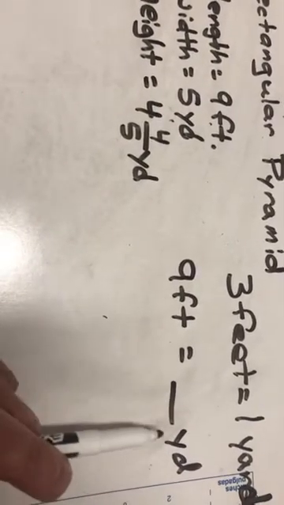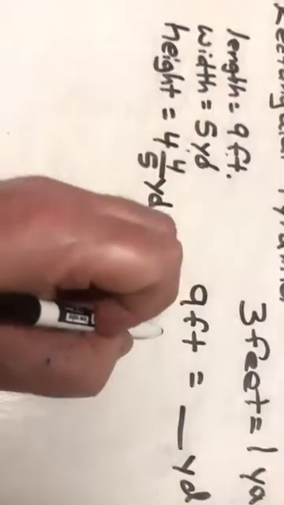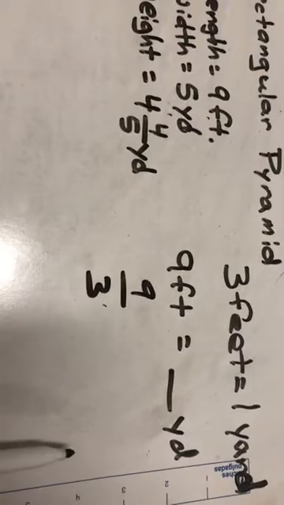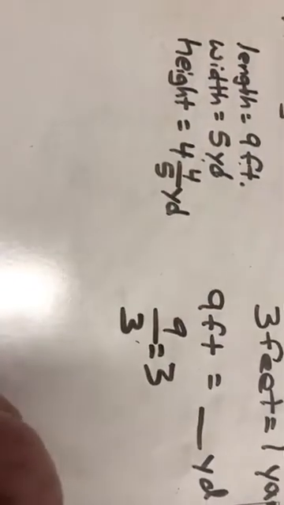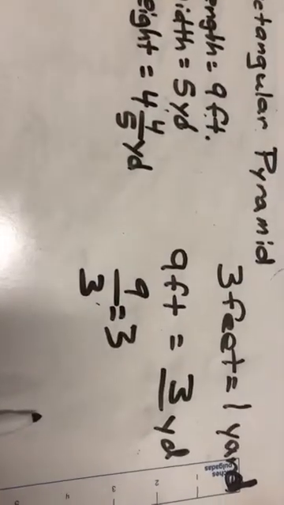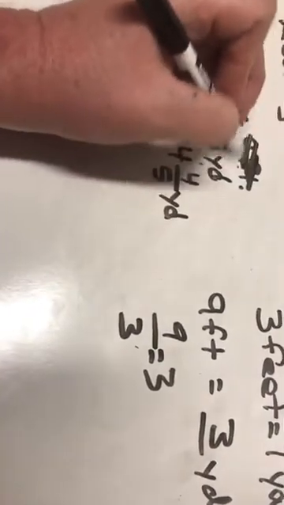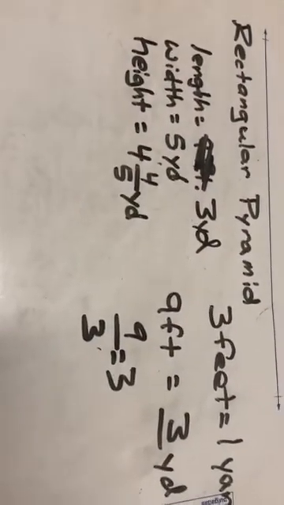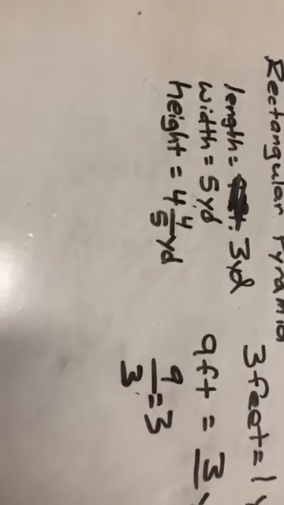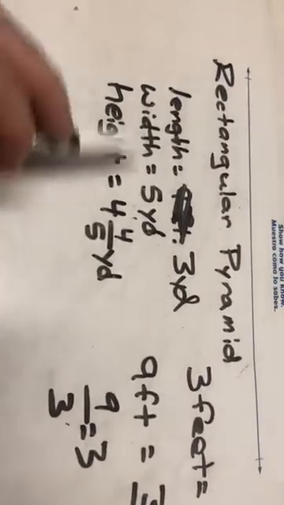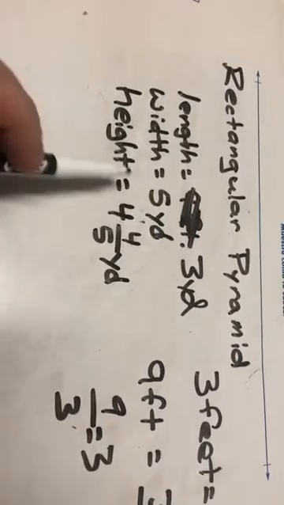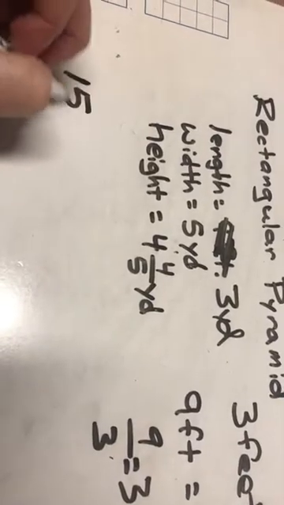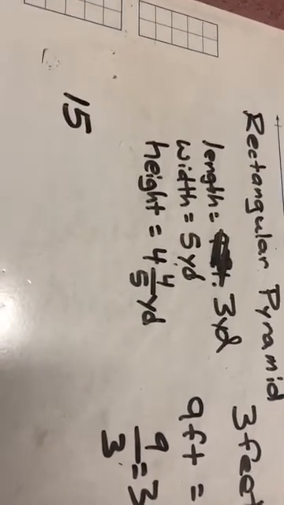To figure out how many yards are in 9 feet, I've got to do 9 divided by 3 because there's 3 feet in a yard. Well, 9 divided by 3 is 3. So 9 feet equals 3 yards. So the first thing I want to do is get rid of this 9 feet and make it 3 yards. All right? Now I can figure out the area of the rectangle, because the area of the rectangle is length times width. So that's going to be 3 yards times 5 yards. Well, the area then is going to be 15, because 3 times 5 is 15.